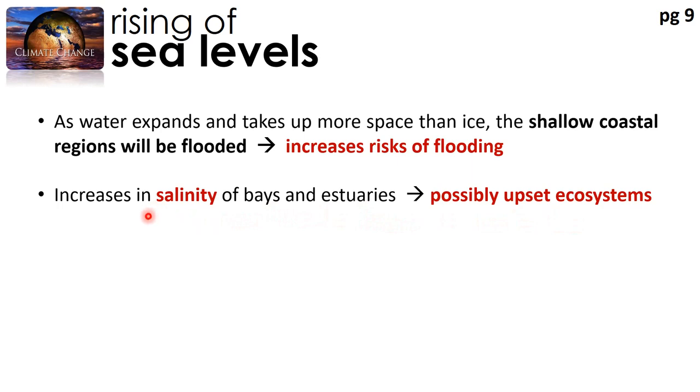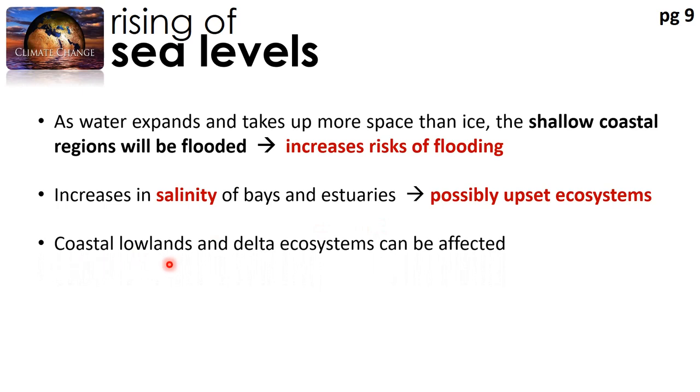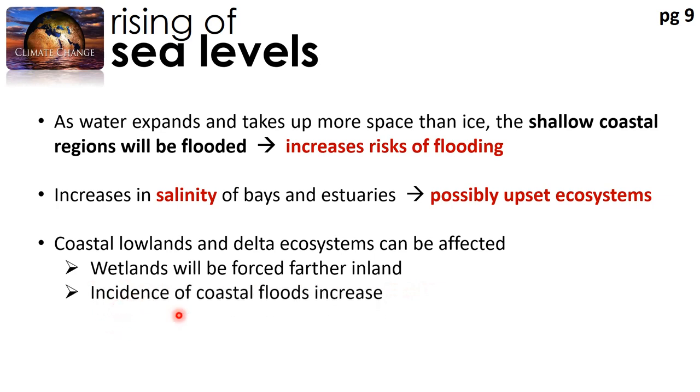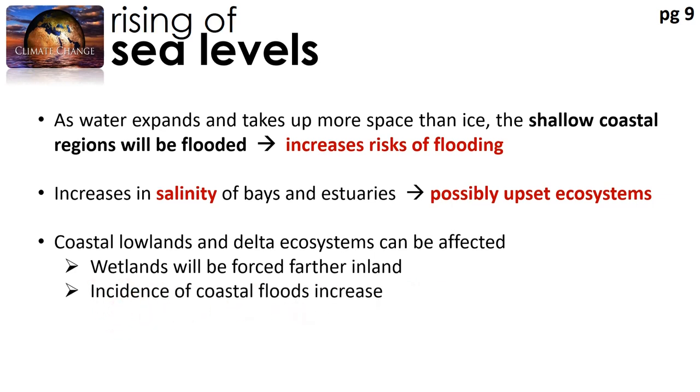Because seawater has a lot of salt in it. So seawater is high in salinity, right? So with excessive flooding of shallow coastal regions by seawater, there'll be an increase in salinity of bays and estuaries. Coastal lowlands and delta ecosystems will also be affected. For instance, wetlands will be forced further inland because of the flooding of coastal regions, and the incidence of coastal floods will increase.